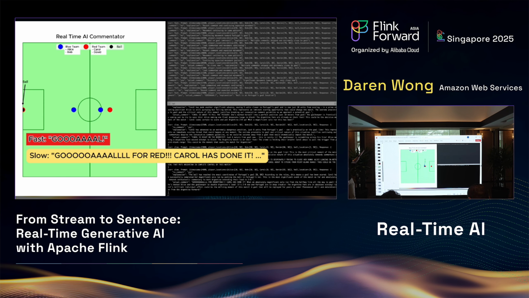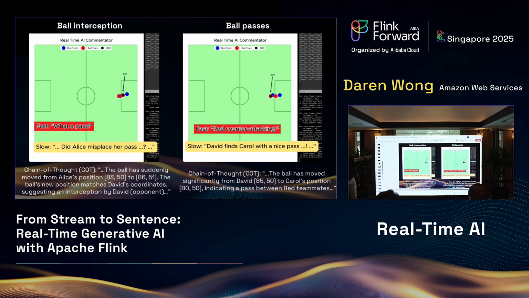So next, I would like to show you a few screenshots from the demo just to highlight what was going on. So the first thing is when the ball was first intercepted from the blue by the red team. So here we can see that the fast commentator actually made a mistake here.